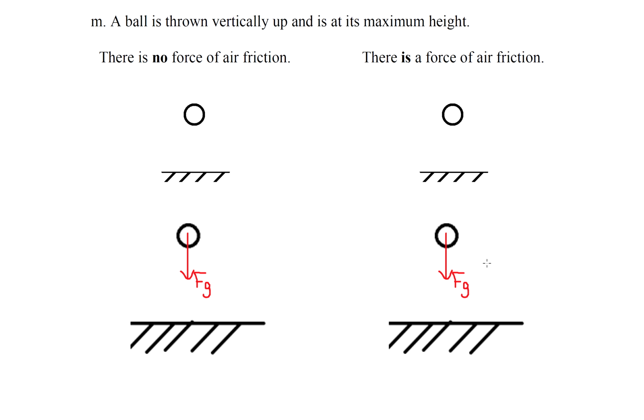Part M. A ball is thrown vertically up and is at its maximum height. At its maximum height, velocity is 0. So it doesn't matter if there's air friction or no air friction, we only have force of gravity. Because air friction depends on velocity. If velocity increases, then air friction increases. There's no velocity, so there's no air friction.